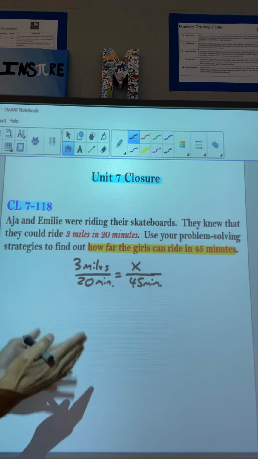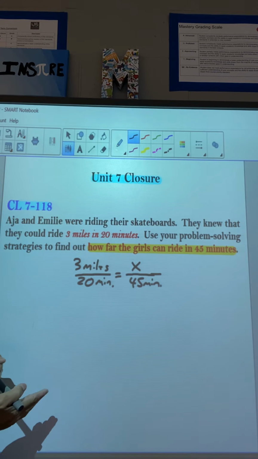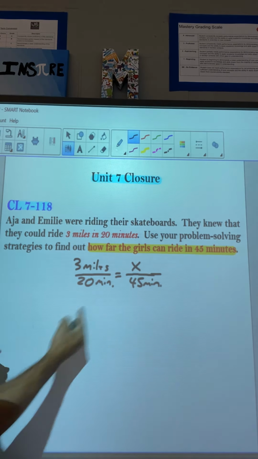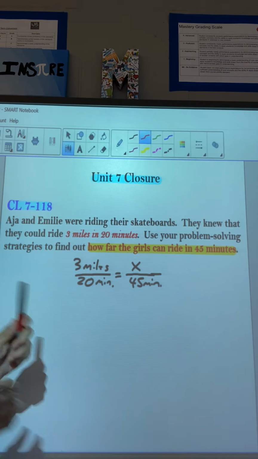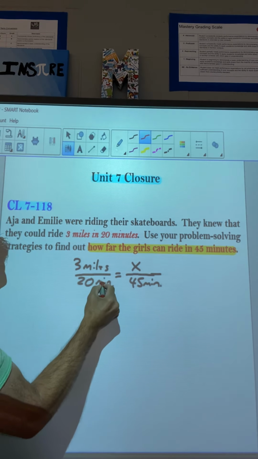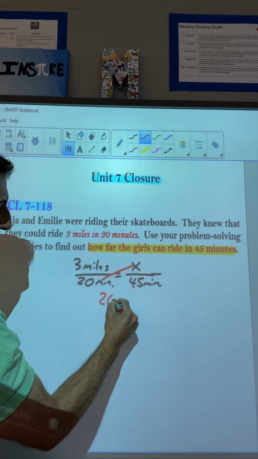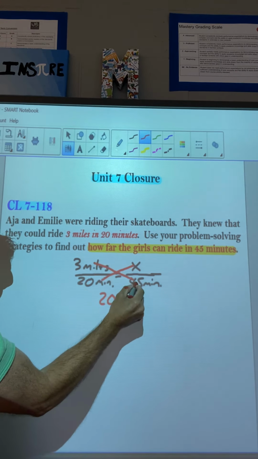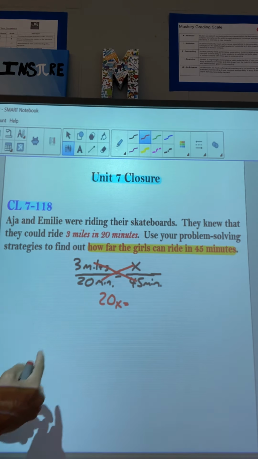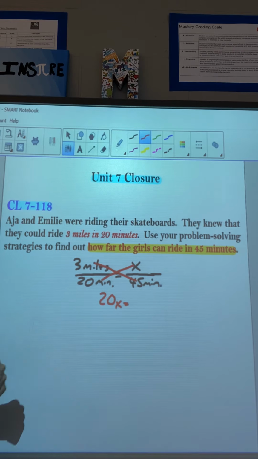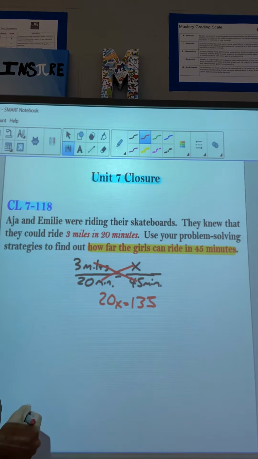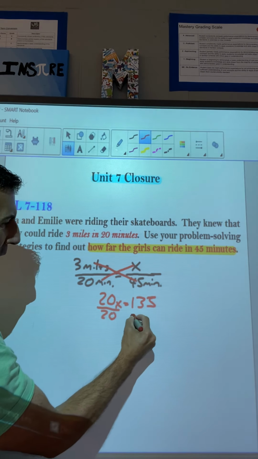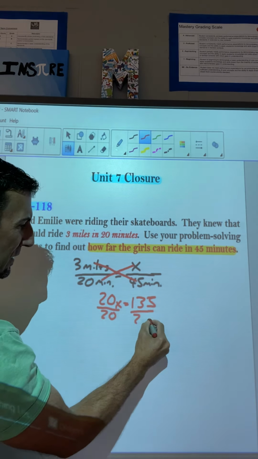And this goes to solving those proportions that we've talked about. Now notice 20 doesn't go into 45 evenly, and it doesn't pay to simplify this. So we're just going to do the simple cross multiply and divide. We've got 20 times x is 20x. We have 3 times 45. Well, 3 times 40 is 120. 3 times 5 is 15. So we have 135. And then, as you know, it's divide by 20 to undo the multiplication.